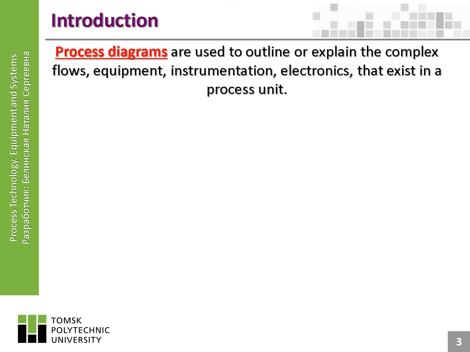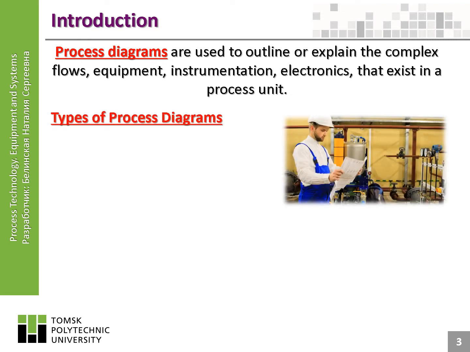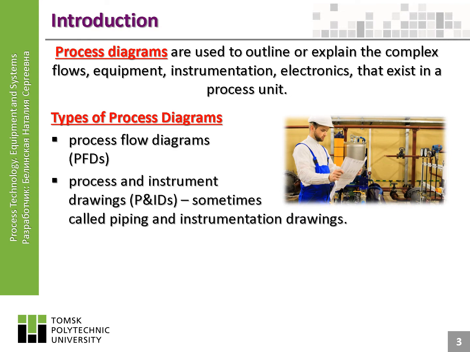Process diagrams are used to outline or explain the complex flows, equipment, instrumentation, electronics, that exist in a process unit. Types of process diagrams. Process flow diagrams, PFDs. Process and instrument drawings, P&IDs. Sometimes called piping and instrumentation drawings.